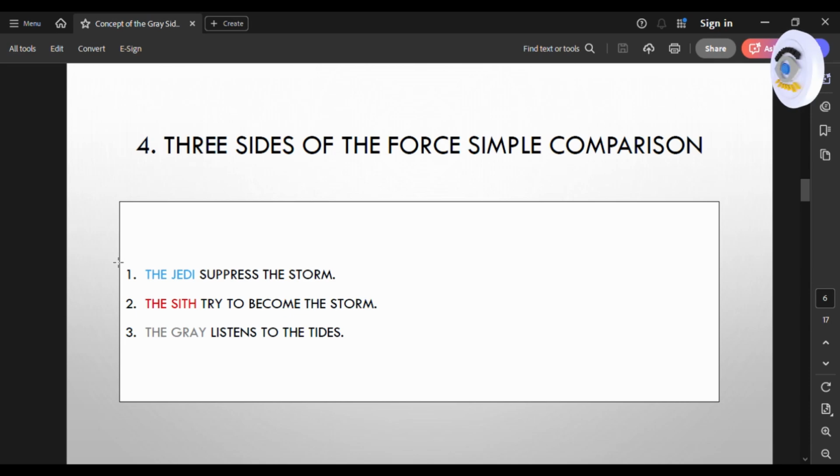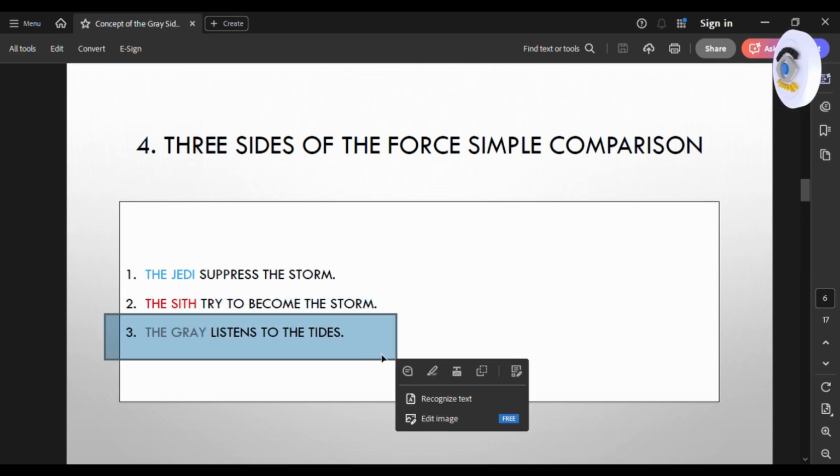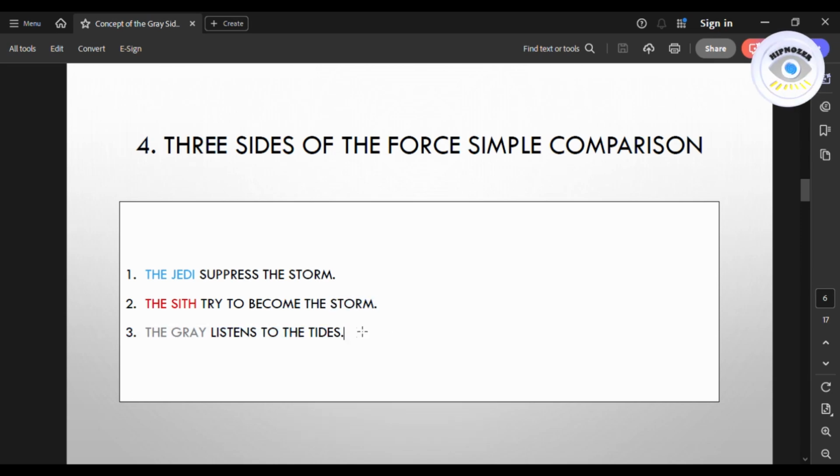Now let's try to compare those three sides of the storm. The Jedi is the guy that tries to suppress the storm, the Sith try to become the storm, and the Grey listens to the tides. Oh, and that's a pretty important thing. Now, if we're saying that we're just listening to the tides, does that mean that the Grey side should have a lightsaber to begin with, if it's just listening and not fighting? That is an interesting question.